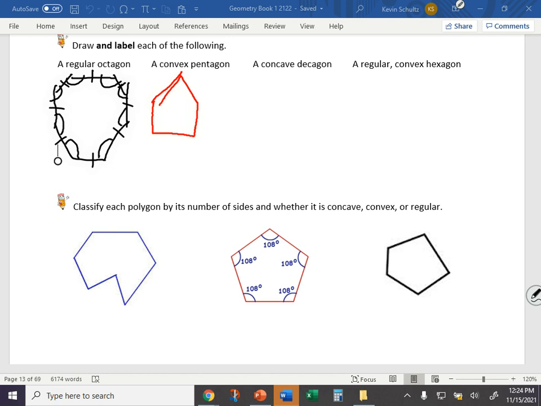We don't need labeling here because clearly this is a pentagon, right? I mean, it's just plain as day. But also, there's nothing with sides or with angles to make it not convex, right? We can count the sides. We can see it's got 5, and so we're good to go there.